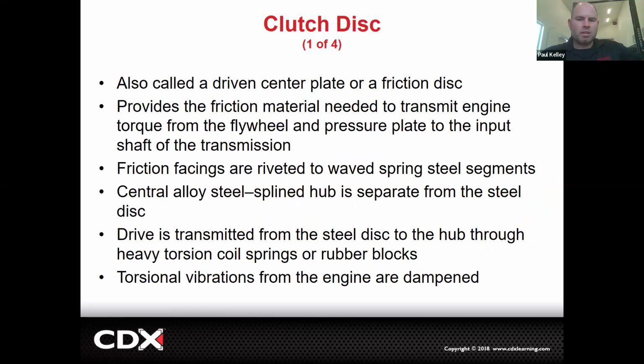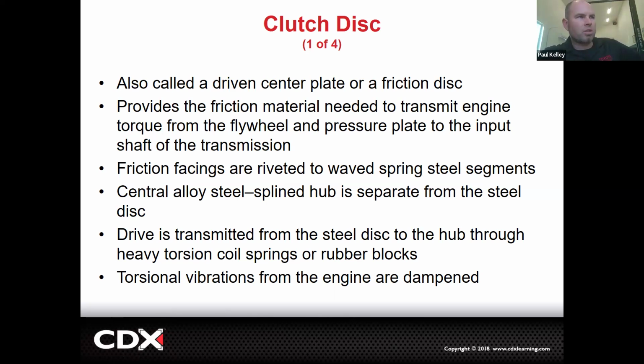And now we're onto the disc. So the disc varies as well. Sometimes we'll call it a driven center plate or whatever, but mostly what we want to do is focus on friction facings. Those are the friction material, the linings. They can be riveted mostly. There's a wave spring that I'm going to show you. The central hub is some sort of strong alloy or steel, which is splined. And I want to show you that broken down because this part's really critical.